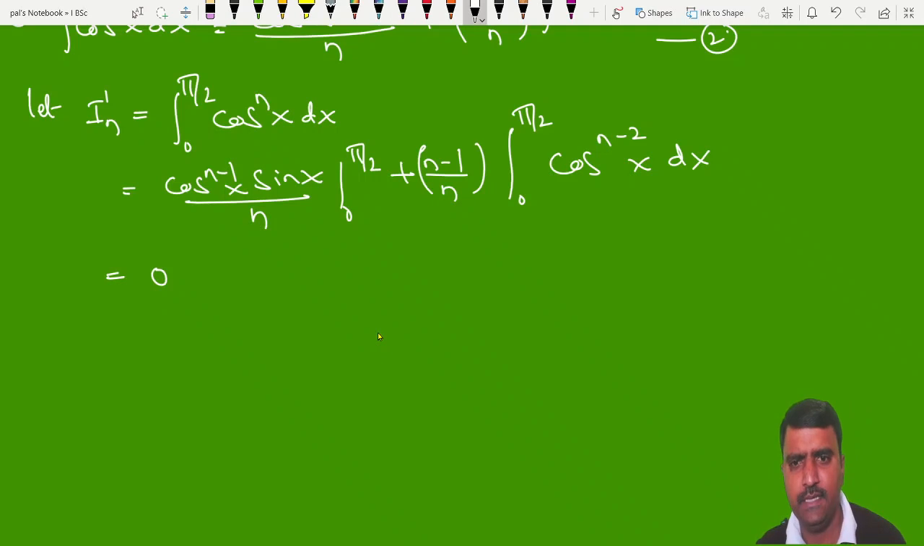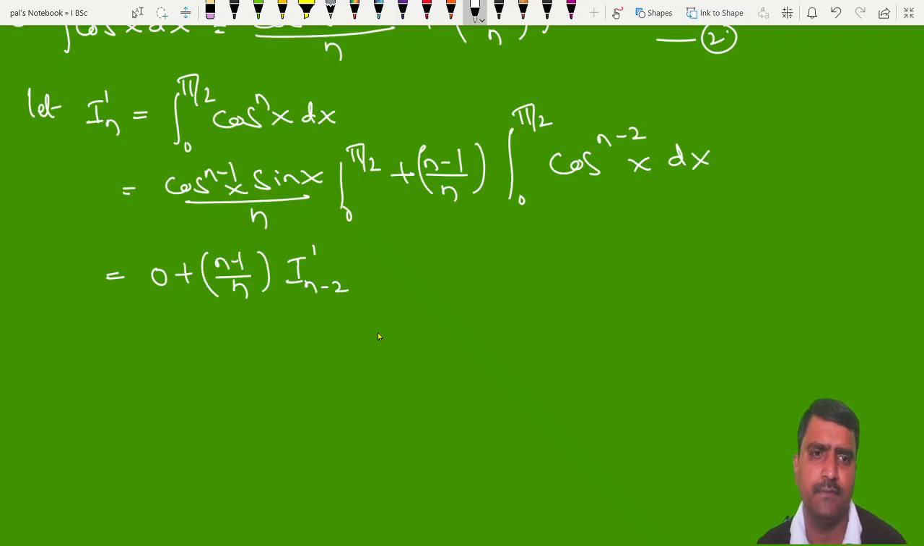Remaining is plus (n minus 1) by n into I n minus 2 dash. Because I n dash is for n, and for n minus 2 in the power, you can write it as I n minus 2 dash. So now, therefore, I n dash is equal to (n minus 1) by n into I n minus 2 dash.